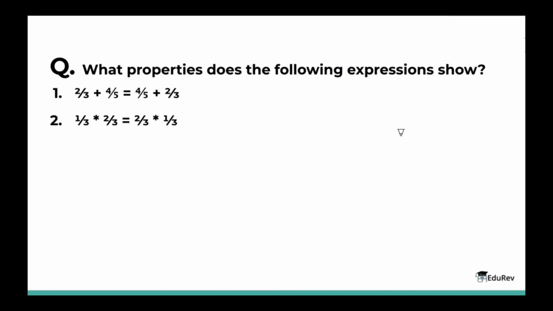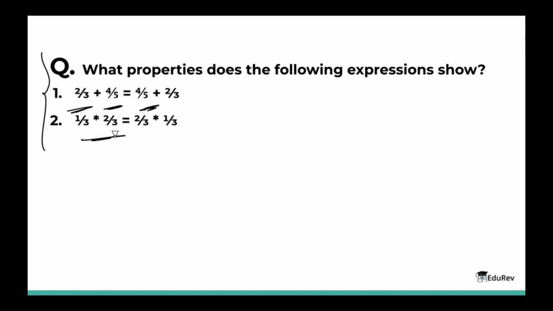This is the next question which we need to solve. This question says, what properties does the following expression show? We do not have to solve them, we just have to tell what properties they explain. In the first case, they are saying that 2 by 3 plus 4 by 5 is equal to 4 by 5 plus 2 by 3. So this shows the commutative property of addition of rational numbers, right? I hope you remember what the commutative property is, and if you forgot, please go back in the video and check it out.